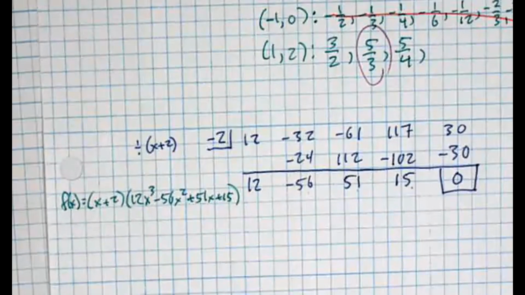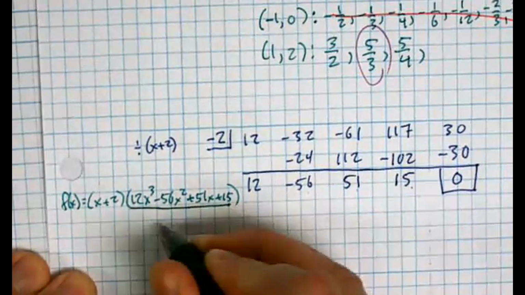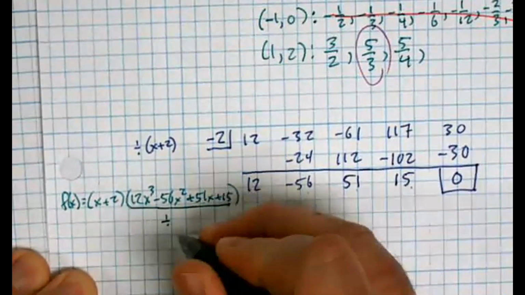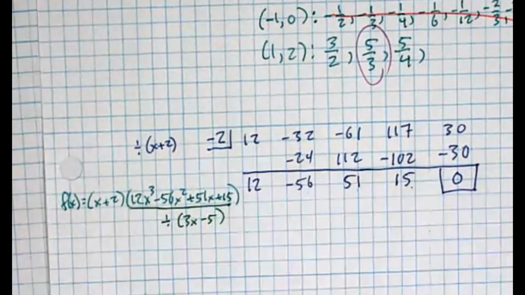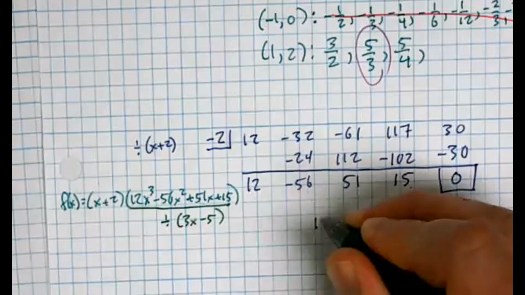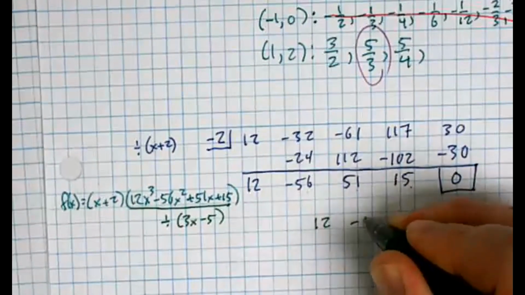So we got another factor. Let's take this now and divide it by 3x minus 5. So we'll do that with synthetic division. So I need a little more space. I'm going to have to copy this down again.